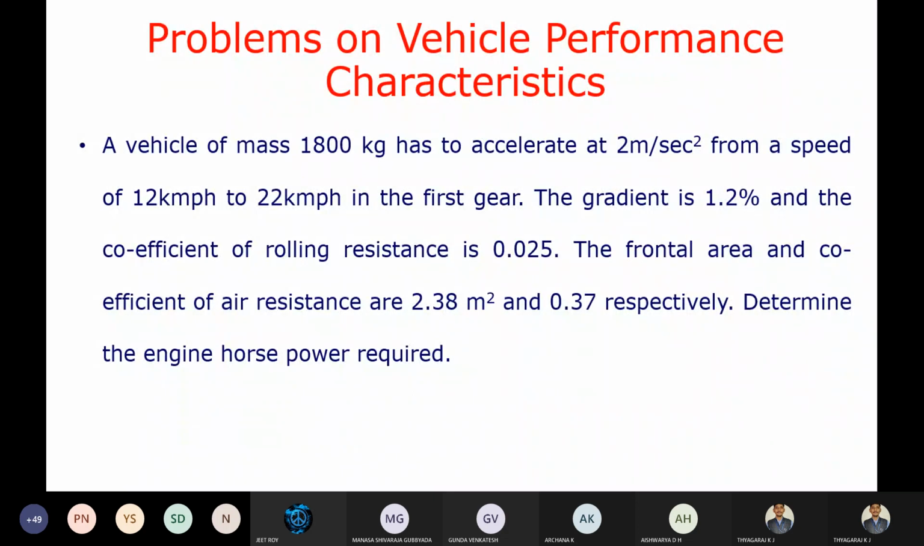These are very simple problems. I'm going to teach in a very simple manner. I'll make you understand, and it will be very easy. They will ask for 10 marks or 8 marks. So what should be the SI unit of horsepower? Horsepower, it is HP only.